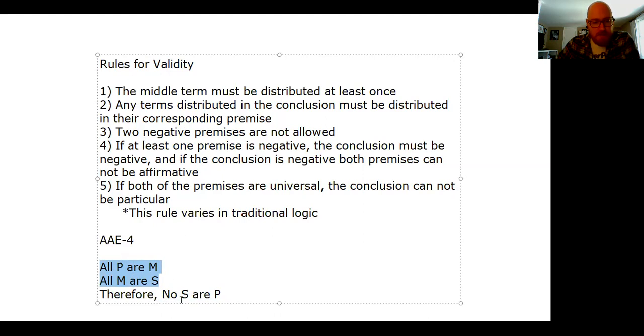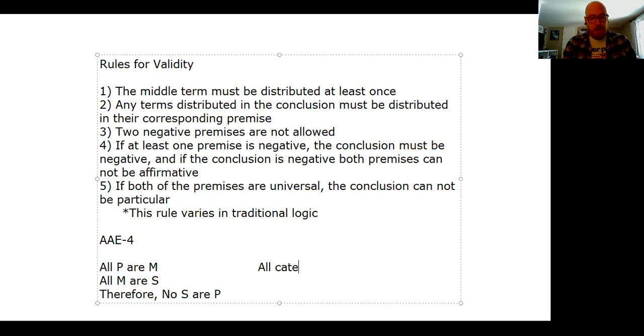So since a negative conclusion requires that exactly one of the premises also be negative, I can't have two affirmative premises and a negative conclusion. So this violates rule 2, it violates rule 4, so it's invalid for that reason. Now, if you don't want to take my word for it, you could actually do a counterexample here.